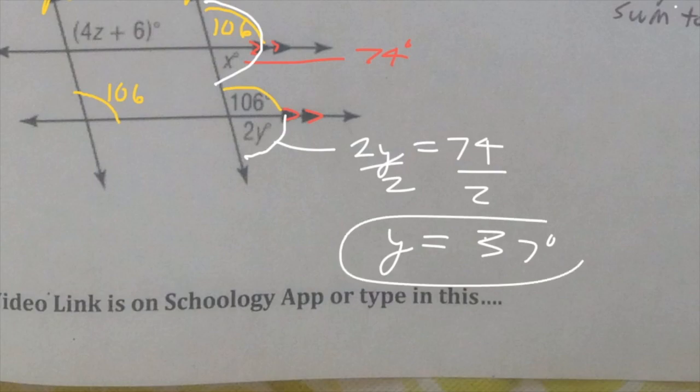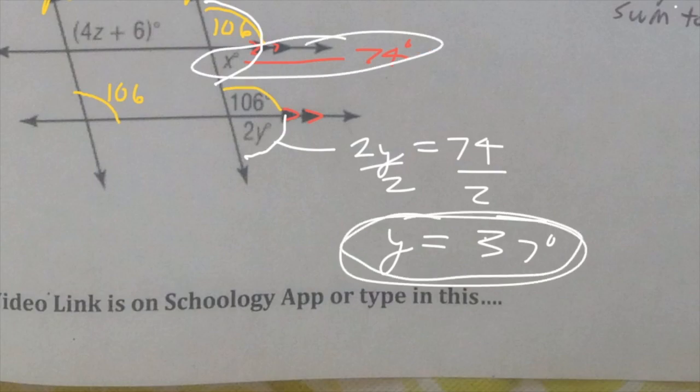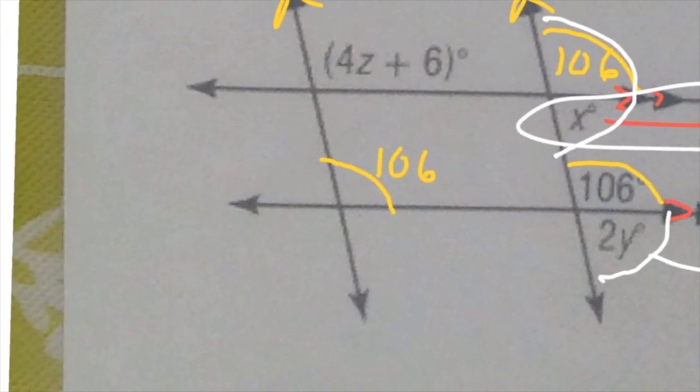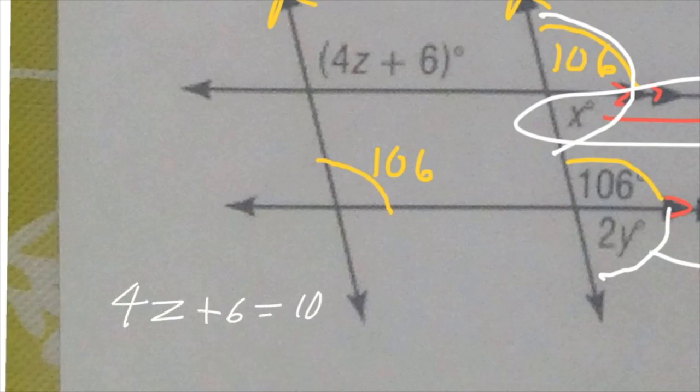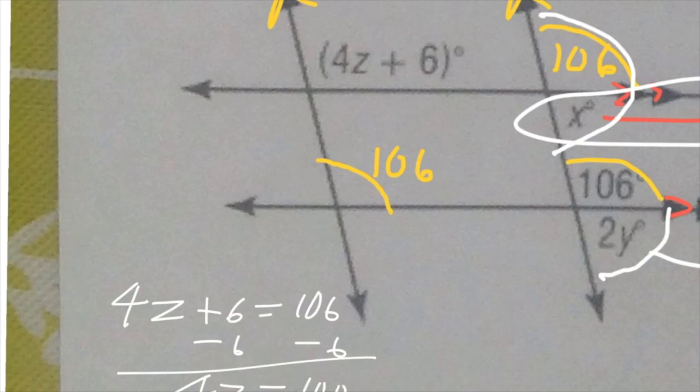So I've figured out what X is worth, and I figured out what Y is worth. The last bit is to figure out what Z is worth, and that's where the 106 comes to play. So the 4Z plus 6 equals 106 is how to begin that. Subtracting the 6 tells me that 4Z is worth 100, and dividing by 4 tells me that Z must be worth 25 degrees.